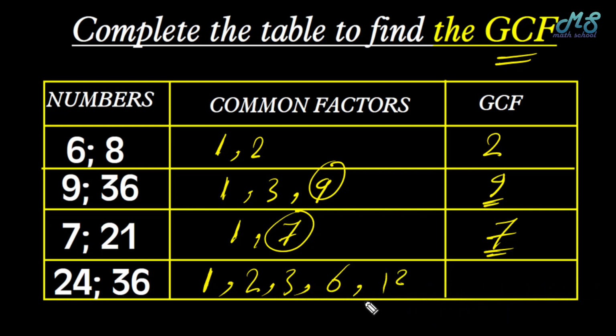We studied before. Now, which one is the greatest one? Okay, we have 4. You can write 4 because 24 is divisible by 4 and 36 is divisible by 4. Now we can deduce that the GCF of 24 and 36 is what? Yes, it is 12, the greatest one of the common factors of the two numbers.